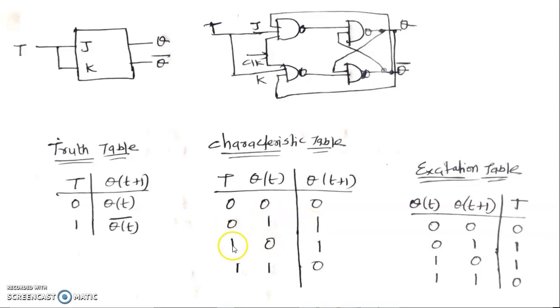If T is equal to 1, then the output should be complemented. So previously 0 is there, it is complemented to 1 here. If T is equal to 1, the output should be complemented here. So it is 1 here, then it is complemented to 0. So this is the characteristic table.